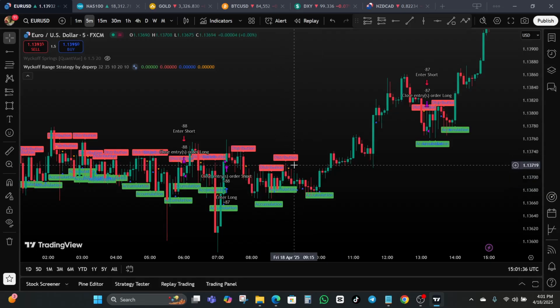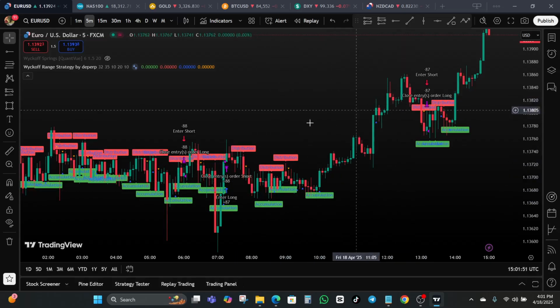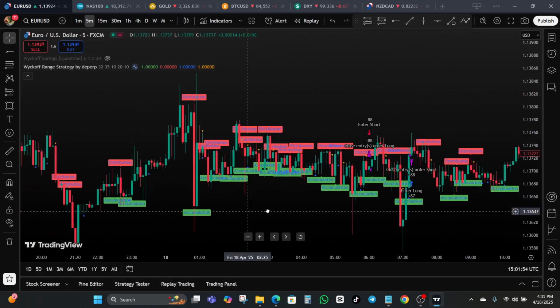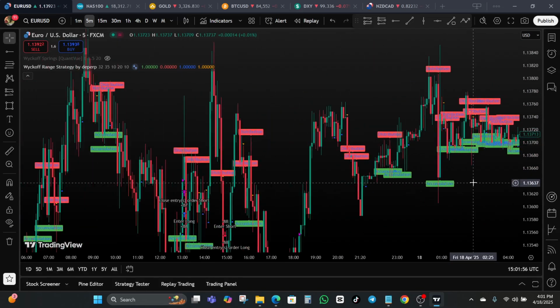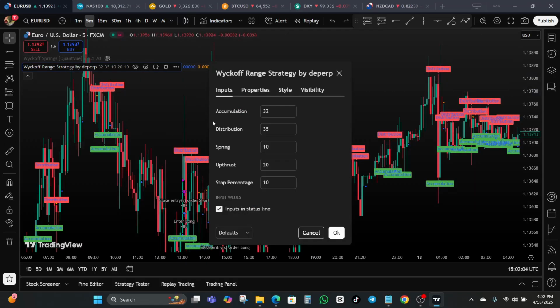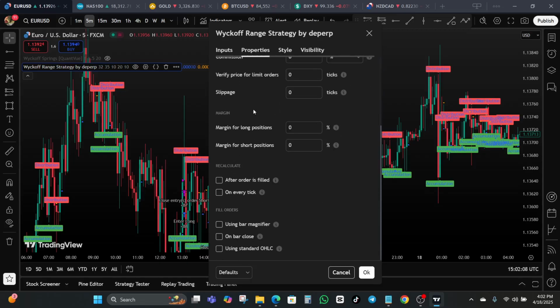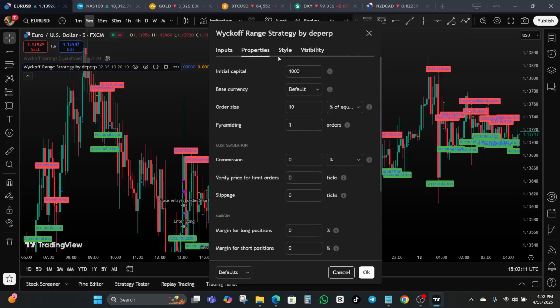So here's what you get when you are using the Wyckoff TradingView indicator, right? You get the automatic phase detection because the indicator highlights whether the market is in accumulation phase. You can see when you have accumulation, it's going to let you know. When there is distribution, it is also going to let you know. And also, let's just go to the settings of this indicator. You can see some important parameters here which you can modify according to your taste.